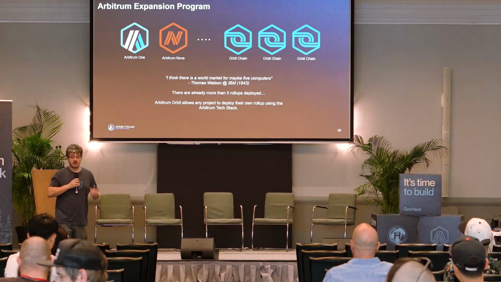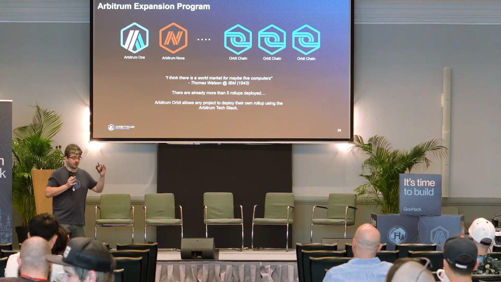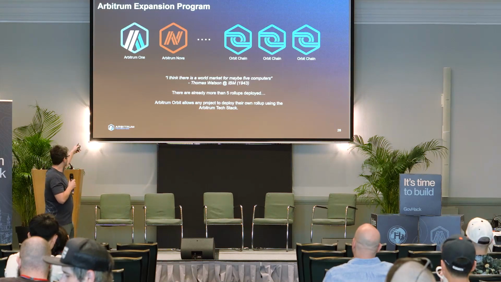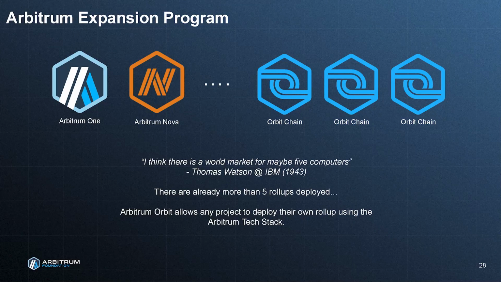So the Arbitrum expansion program, or Arbitrum Orbit, is really just about saying we have Arbitrum, the tech stack, we have Arbitrum One, Arbitrum Nova. The tech stack's been running live for a couple of years, we've battle tested it, and we know that it works. So now can we get other people to adopt the tech stack for their applications?